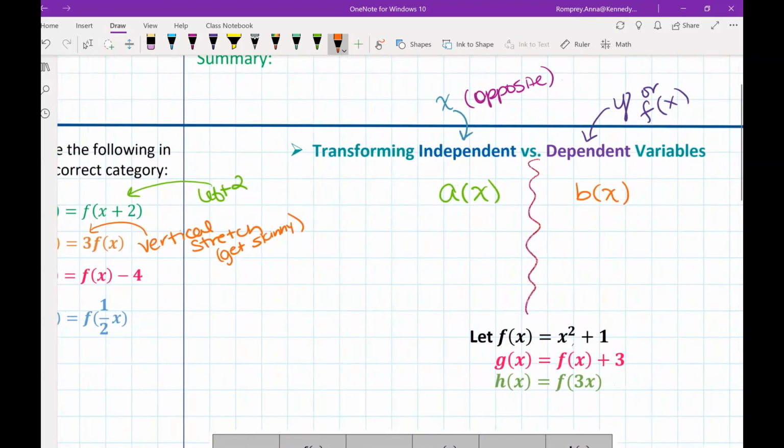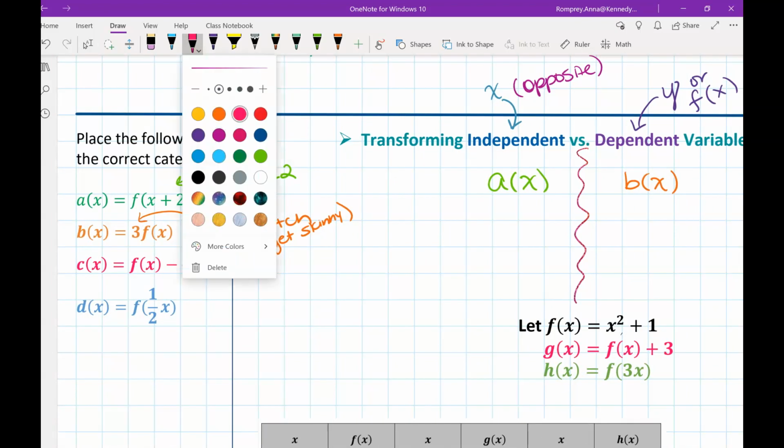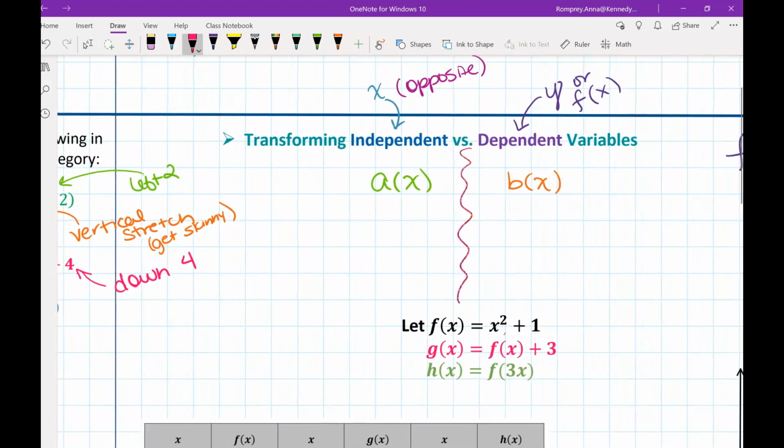All right, so c of x, let's look at this one. f of x minus 4. So again, inside or outside? That minus 4 is outside the parentheses. So since it's outside, it's going to be affecting my y. More specifically, it's going to be taking that graph and going down 4. Okay, so since it is affecting my y values, it is going to be the dependent variable who is being shifted.